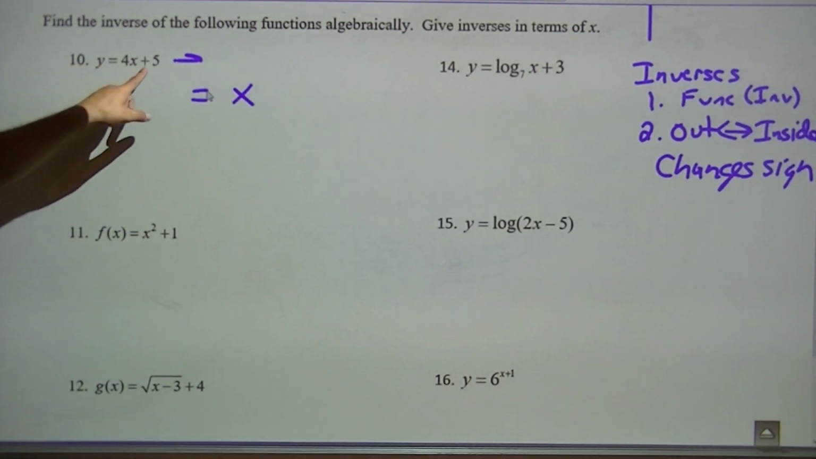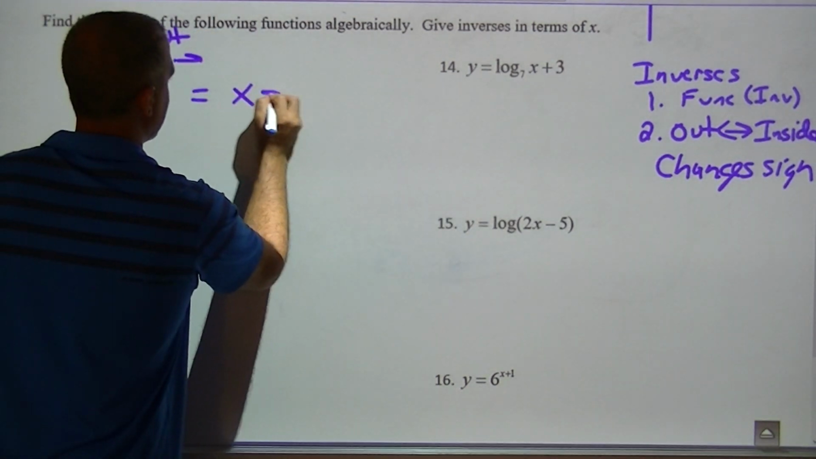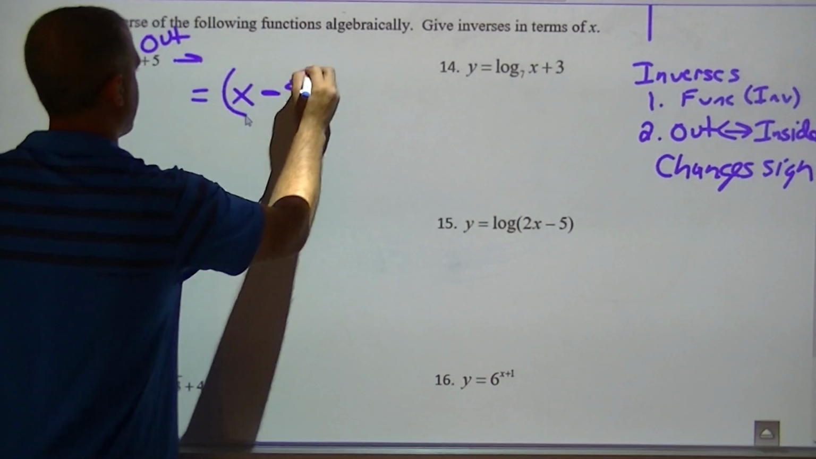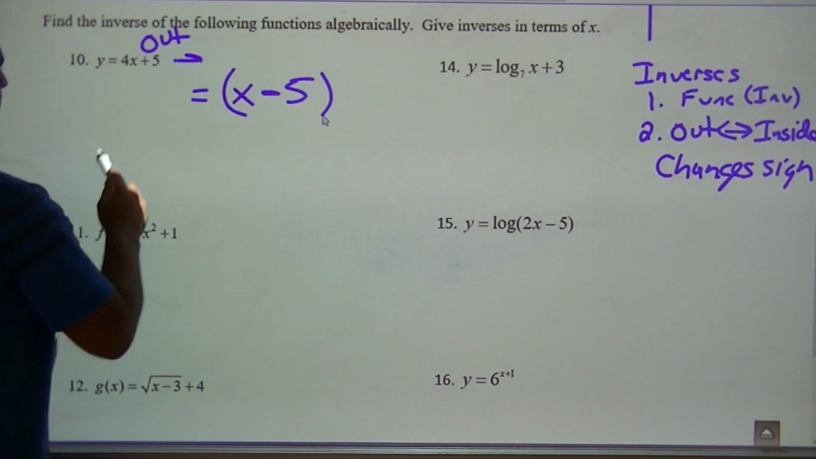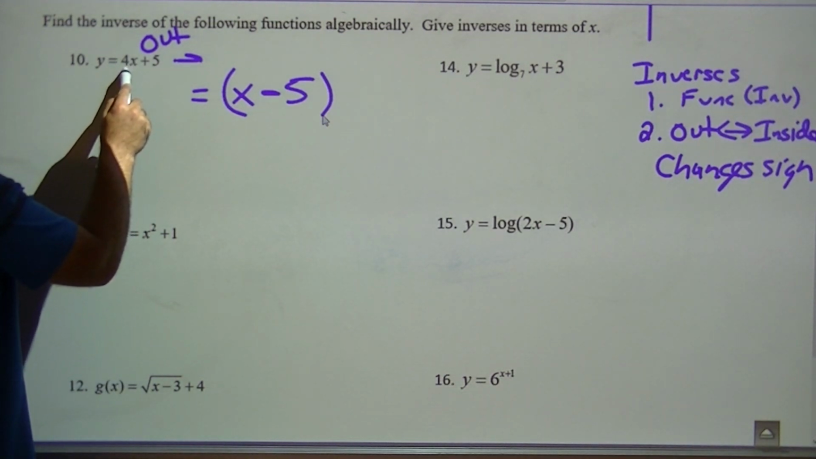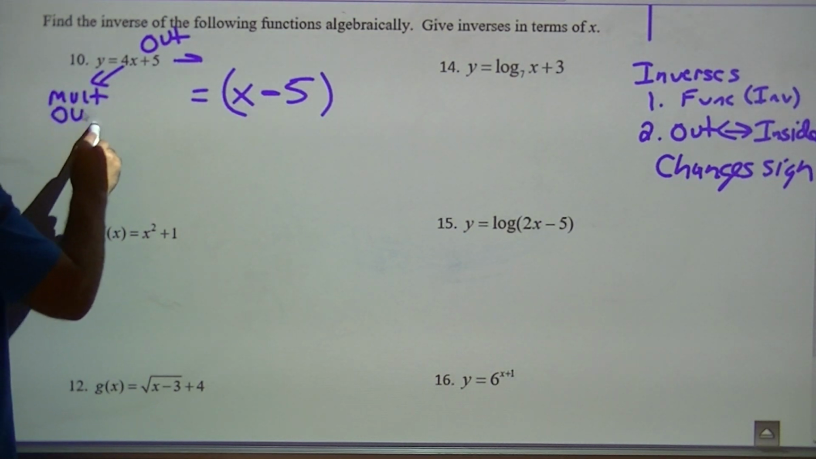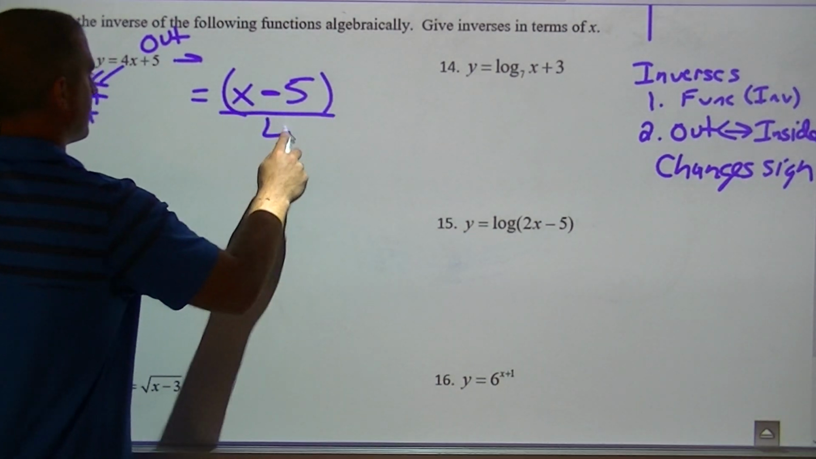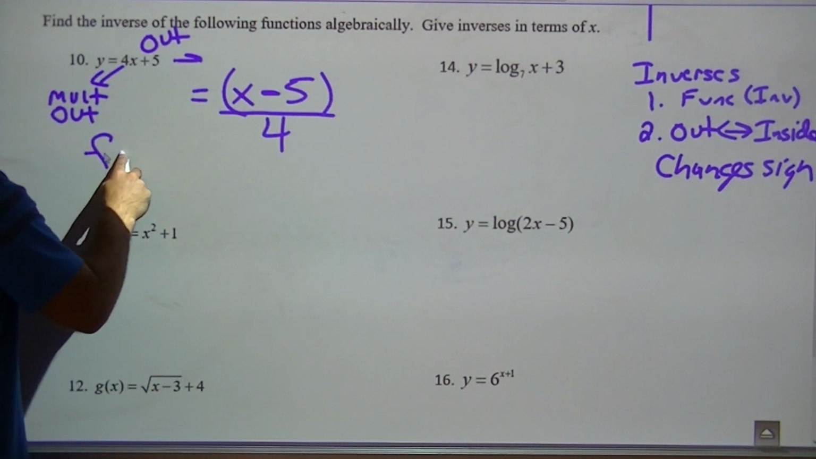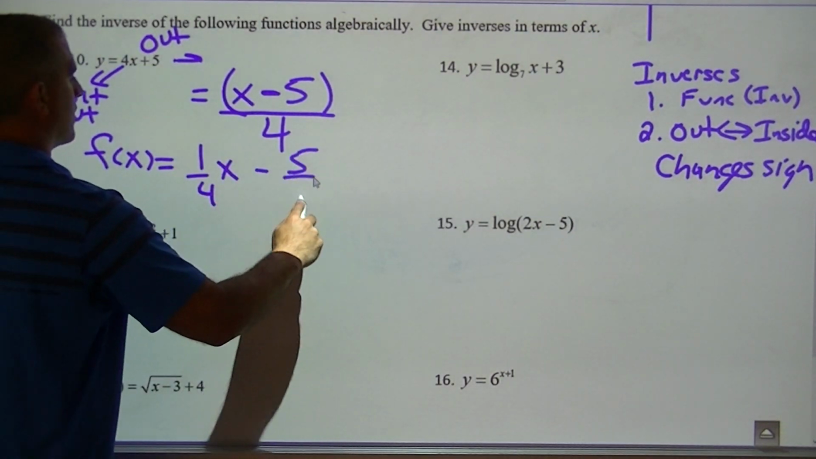To make this easy, this plus 5 would be outside, so now it's going to be inside and become negative. Here's what I would recommend doing. This is multiplication outside. The opposite would be divided by the inside. So I got f of x equals 1/4 x minus 5/4, because you divide them.